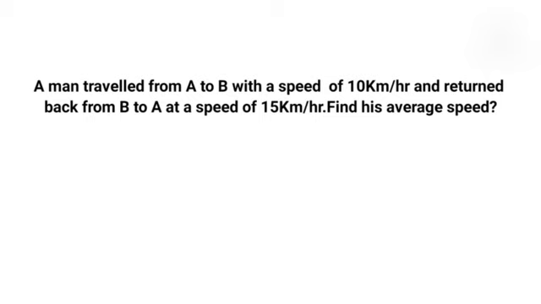So we can use the equation. What is the equation for finding the average speed if the distance is constant? That is 2 into x into y divided by x plus y. What is x? x is the speed at which he travels from A to B, that is 10 km per hour. And y is the speed at which he returns back, that is 15 km per hour. Now we can substitute the values. 2 into 10 into 15 divided by x plus y, that is 10 plus 15, 25.